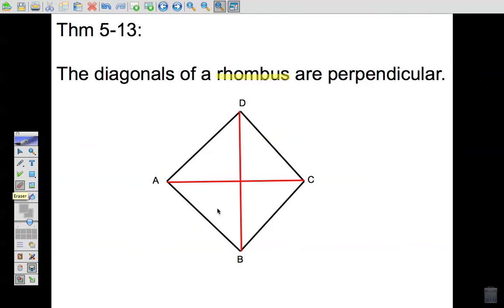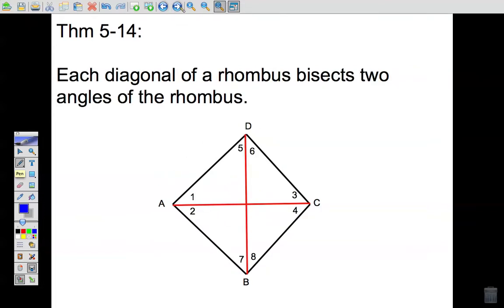Since it's a parallelogram, what do we know about the diagonals? Well, they bisect each other, right? So we know that. But also, if you have a rhombus, the diagonals are going to be perpendicular. So in other words, they form right angles if you have a rhombus. All right, pause this and copy down Theorem 514.